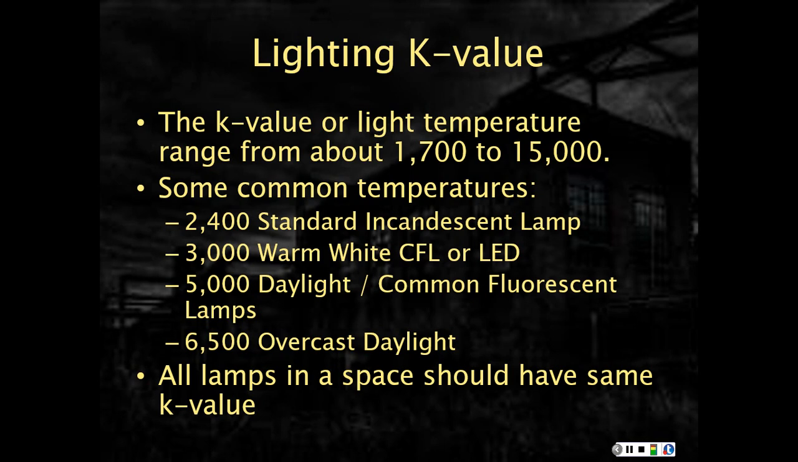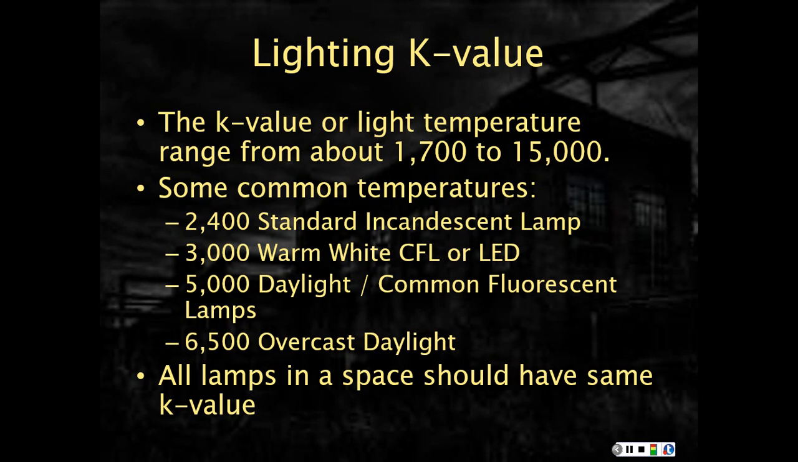Now if you look at it, it still has sort of a warm light yellowish feel. It's an effort to mimic about a 60 watt incandescent lamp, and again it has a K value of about 3,000. 5,000 gives you daylight. It's more of a white light. Common fluorescent lamps, if you look at it under certain conditions, it has a little bit more of a colder feel to it. And then 6,500 overcast daylight gives you a real strong, cool feel to it.